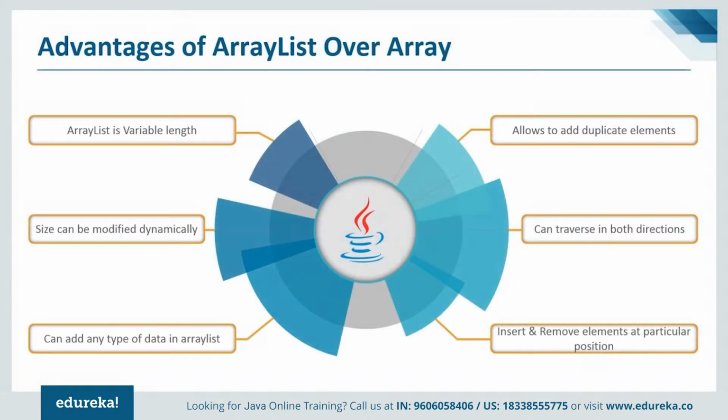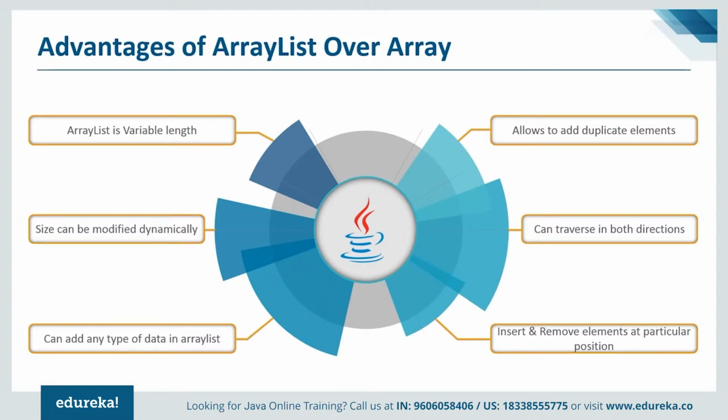Now let's jump into the last topic of today's discussion, that is the advantages of array list over array. First, array list is variable length. Arrays are of fixed length. You cannot change the size of the array once it is created. But array list is variable length, that is, it can grow and shrink dynamically. Next, the size can be modified dynamically. When you add elements into an array list, the size will increase, and if you remove the elements, the size will automatically decrease.